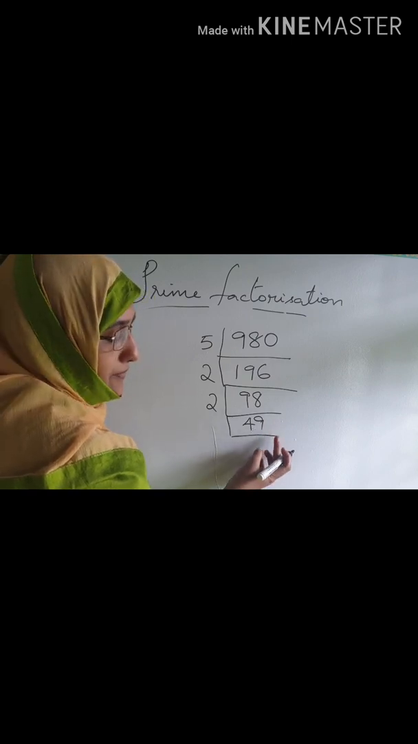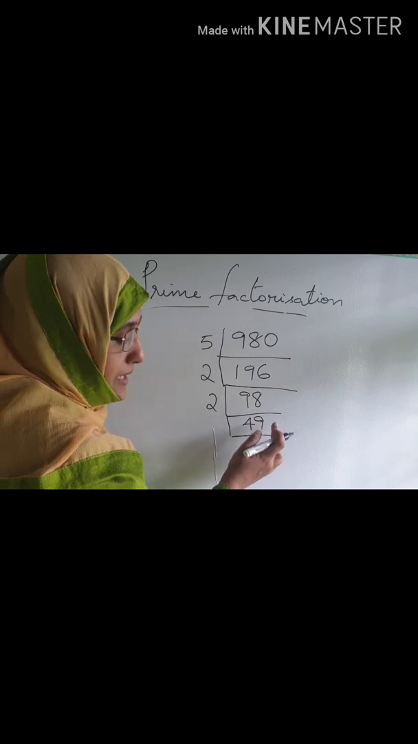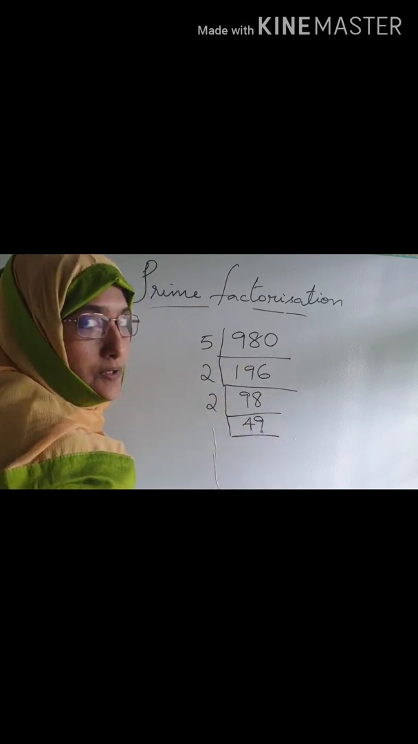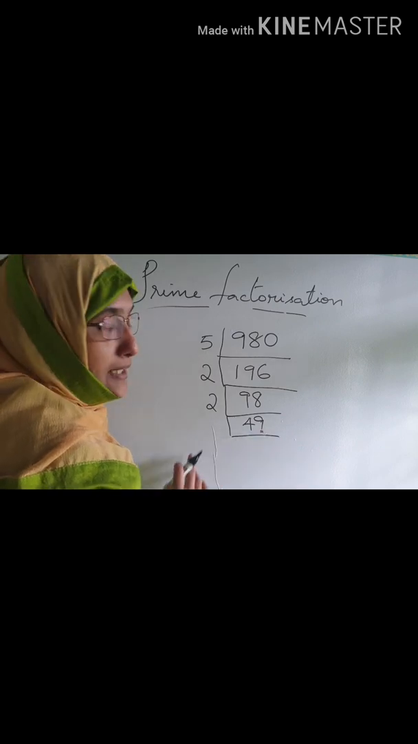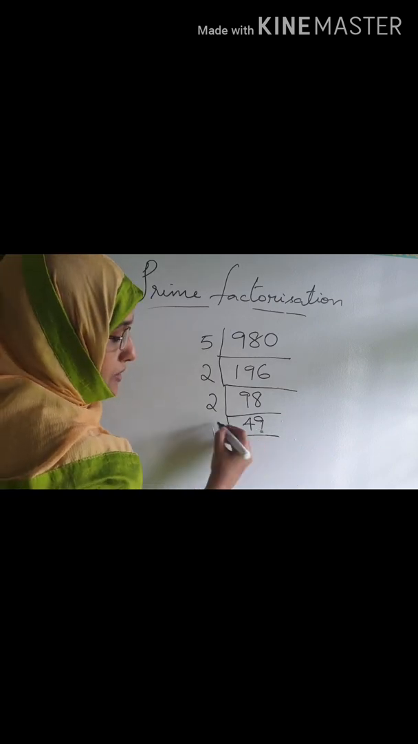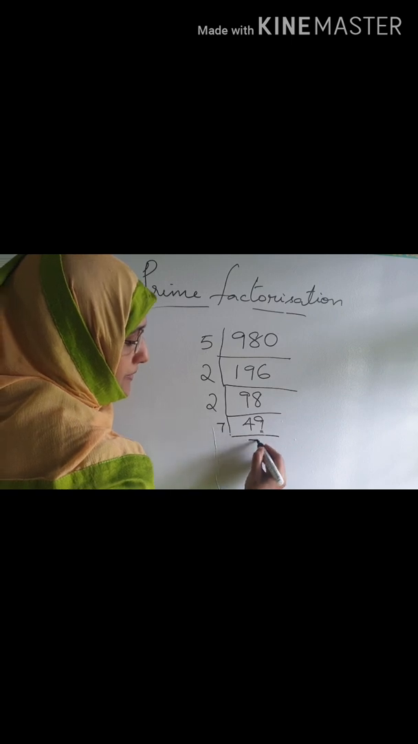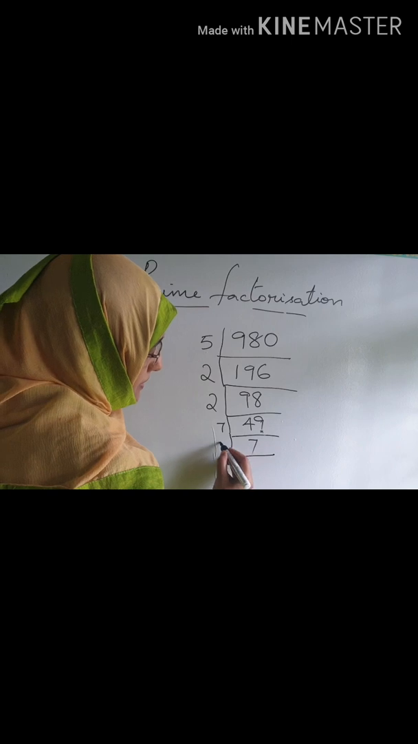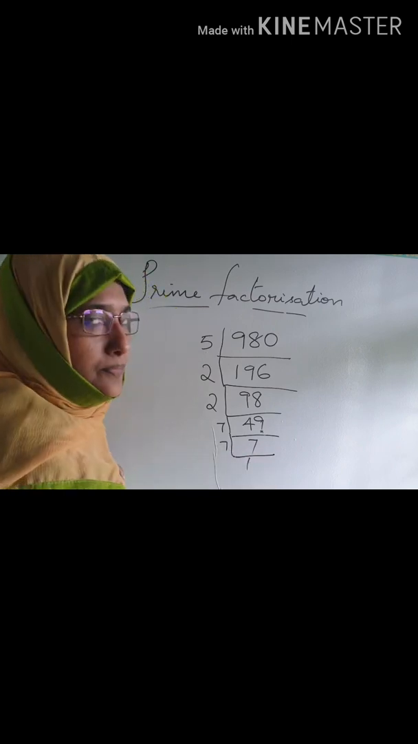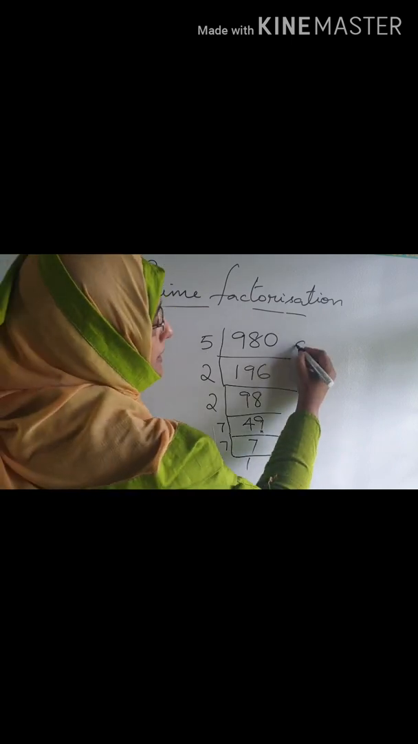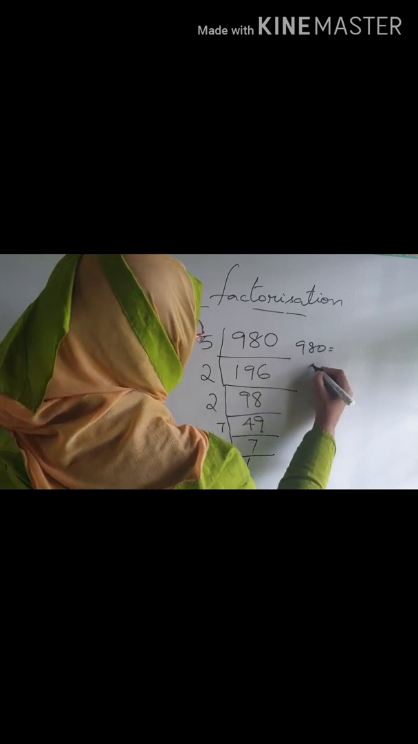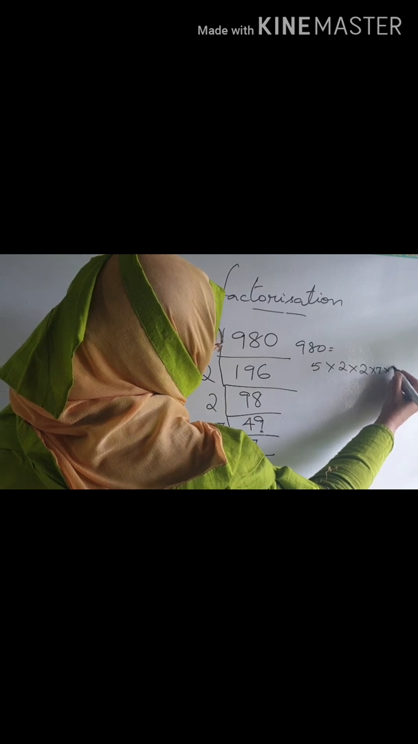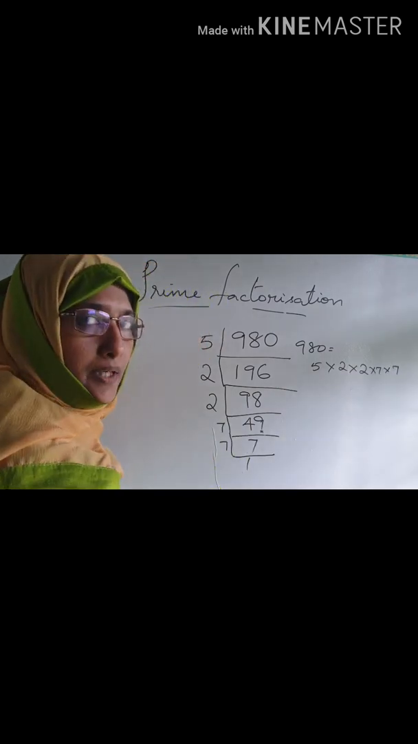Then next, 5. If a number is divisible by 5, the last digit must be 0 or 5. Here it is 9, so that is also not possible. So take the next one, that is 7. So you can take 7. 7 into 7 is 49. Now 7 is a prime number, you can use 7 itself. So 980 you can write as 5 into 2 into 2 into 7 into 7. Okay.